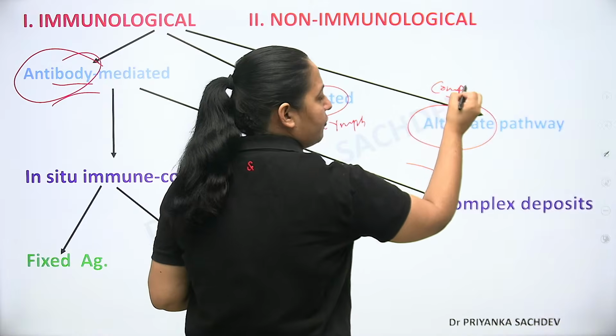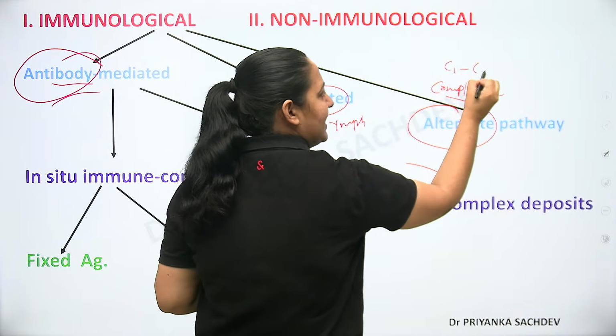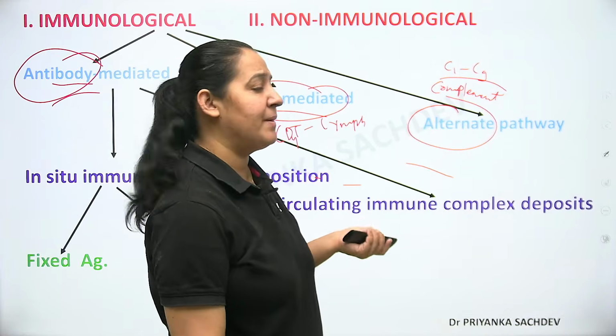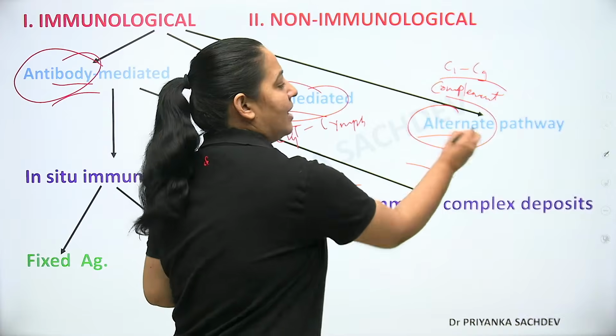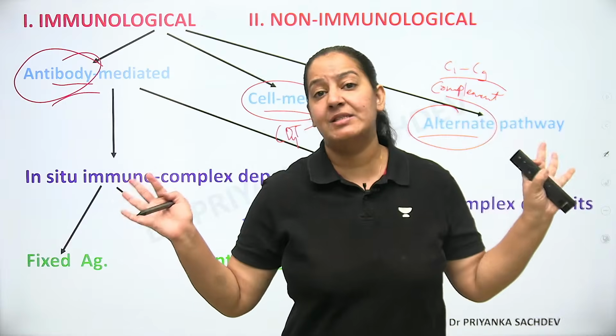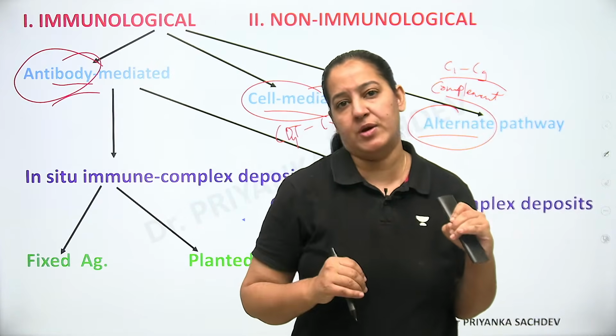Human blood has a complement system. In the complement system, there are C1 to C9. Nine complements are present in blood, but they are inactive. But sometimes they become active and cause injury to the glomerulus. Such an injury is known as alternate pathway. Alternate means complement. So there are three ways to injure the triplet, the filtration barrier inside the glomerulus.